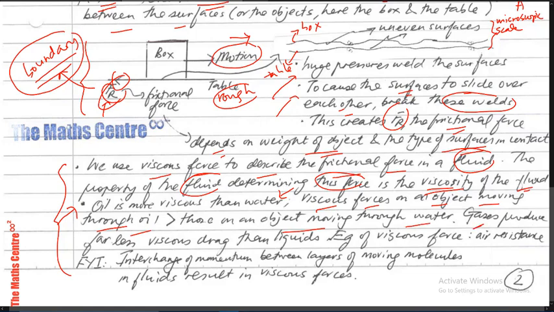Now, gases produce far less viscous drag than liquids. Example of a viscous force will be air resistance. Now, we have a for your info thing here. Interchange of momentum between layers of moving molecules in fluids result in viscous forces.